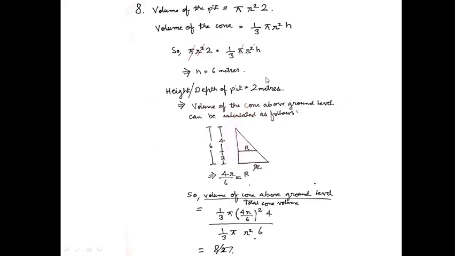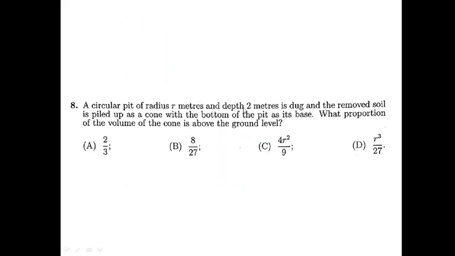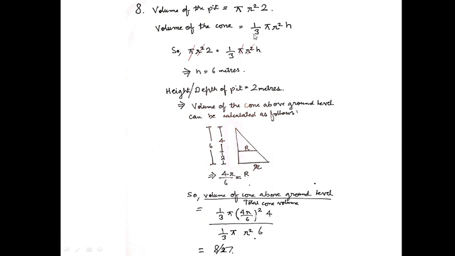So let's start. Volume of the pit will be the volume of the cylinder, pi r squared into h. h was 2 meters. Volume of the cone will be 1 by 3 pi r squared h. r will remain the same, and equating these two, we get h to be 6 meters. Height or depth of the pit equals 2 meters. Now comes some analysis: the volume of the cone above ground level can be calculated as follows.